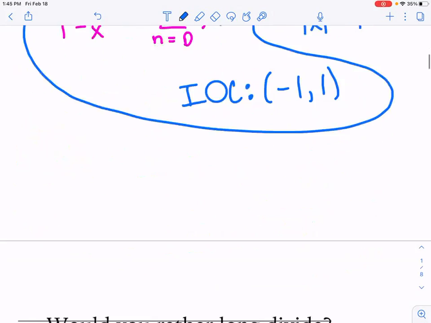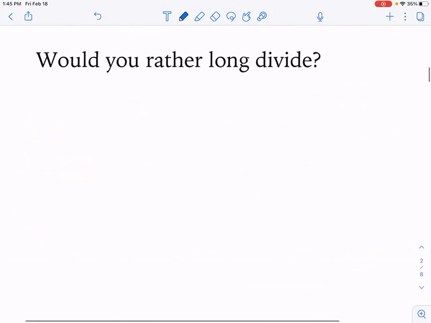Friday's a rough day, huh? Would you rather use long division? Maybe. Do you remember how to long divide?